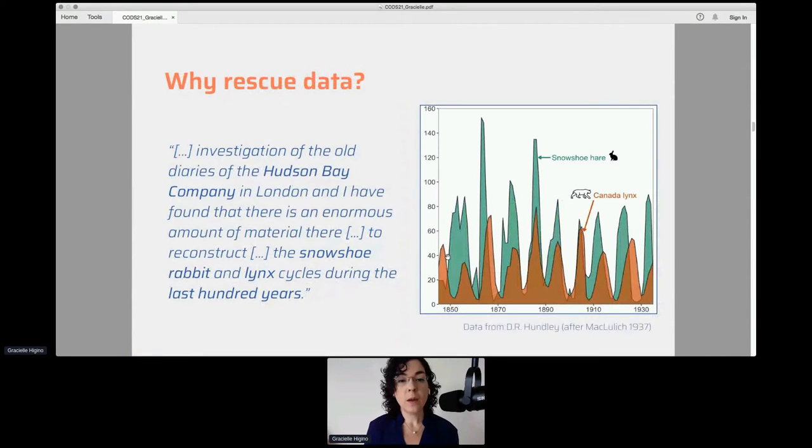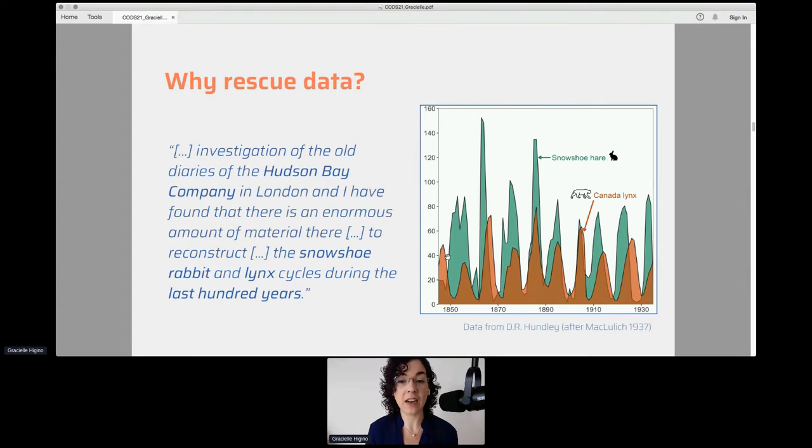Another reason is that this hidden, threatened data can provide interesting and new theoretical insights for ecology and evolution. For example, this is the super classic predator-prey model that we use to this day to understand population fluctuations, how biodiversity is changing, and what the equilibrium of some ecosystems is. This model was built after a pair of scientists found diaries of the Hudson Bay Company in London. Here is an extract of the letter that Elton wrote describing this experience. He says that he found an enormous amount of material to reconstruct the snowshoe rabbit and lynx cycles during the last 100 years.